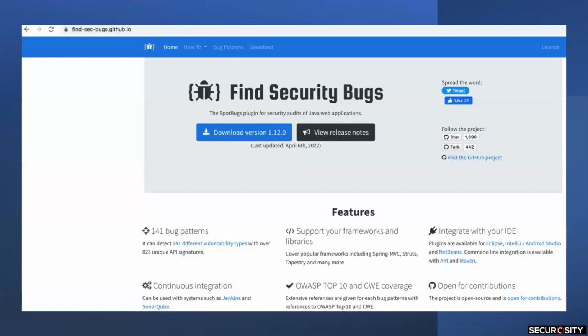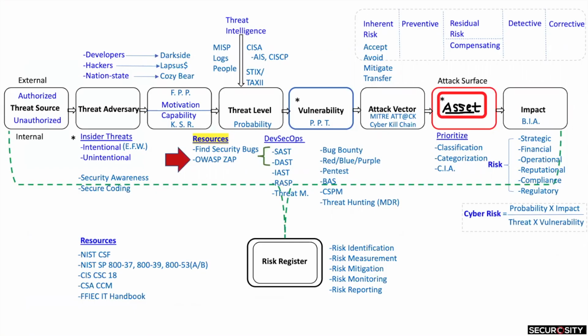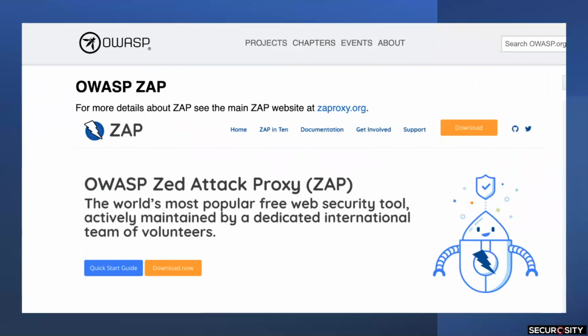Next, OWASP ZAP, also known as Zed Attack Proxy. It's an open source dynamic scanner, meaning that it's going to spider a site and try to hack it. It will look for areas where it can input data and try to manipulate the form and hack its way into the application.